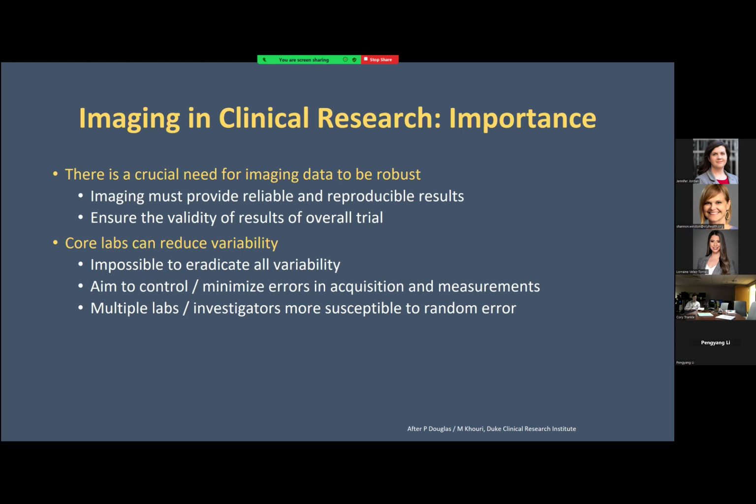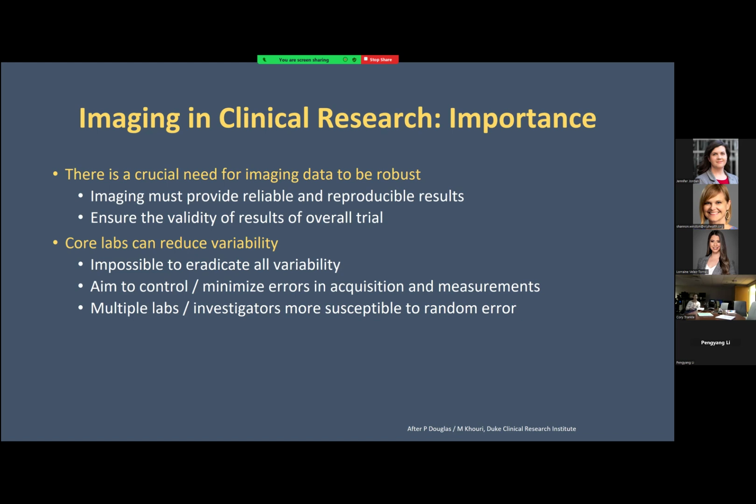Now, locally, you'll probably have a physician do a safety read and a clinical read on the scans. But for research purposes, we will redo all of the contours and do a uniform analysis independent of the site. It's impossible to get rid of all of the variability, but we do have more control in a core lab and the ability to minimize errors in both the acquisition and the measurements. And I'll go through the acquisition in a few slides.